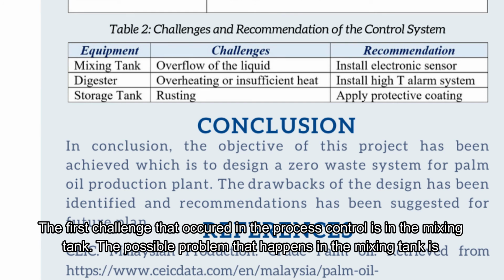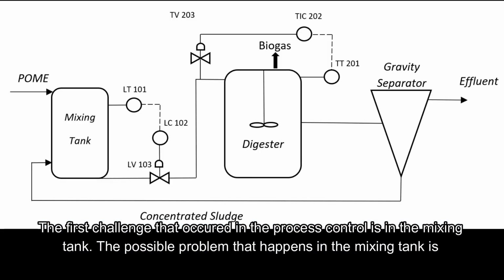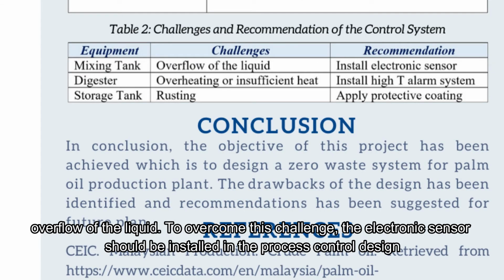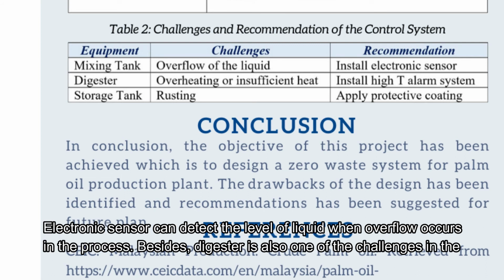For this project, I'm doing the challenges of the process control, recommendation, and also conclusion. The first challenge that occurred in the process control is on the mixing tank. The possible problem that happened on the mixing tank is overflow of the liquid. To overcome this challenge, an electronic sensor should be installed in the process control. The electronic sensor can detect the level of the liquid when overflow occurs in the process.